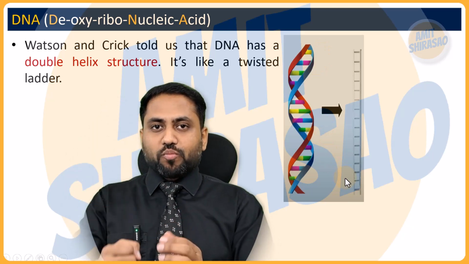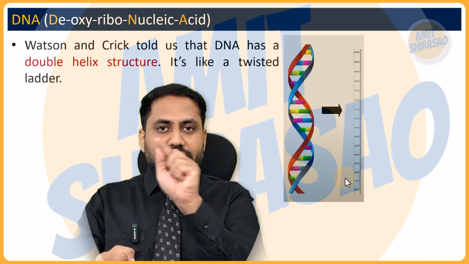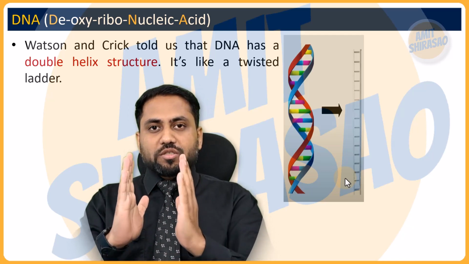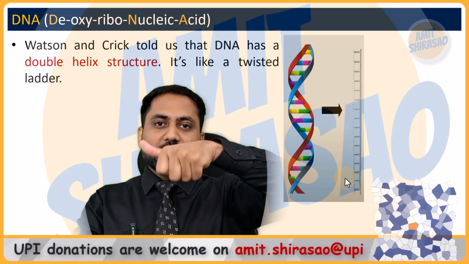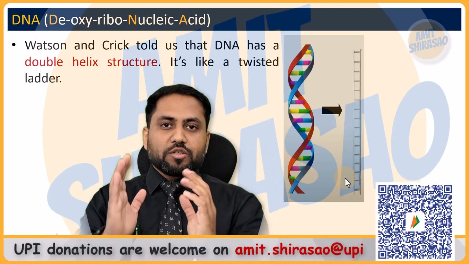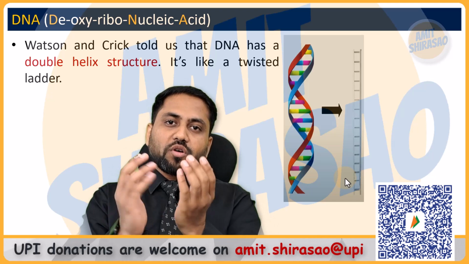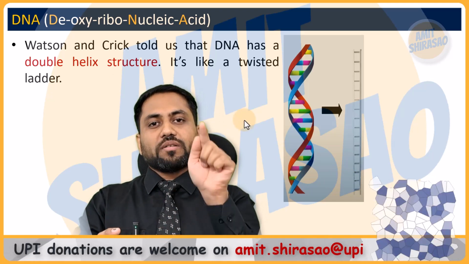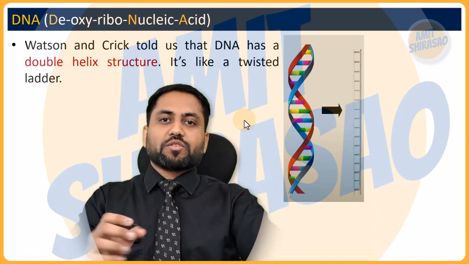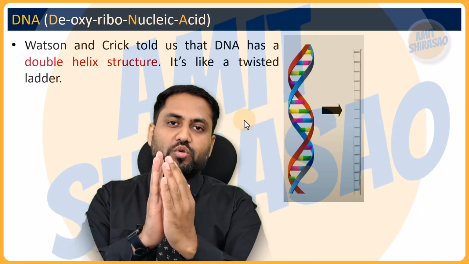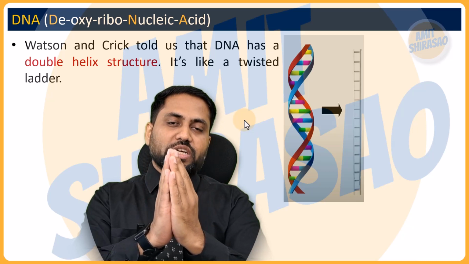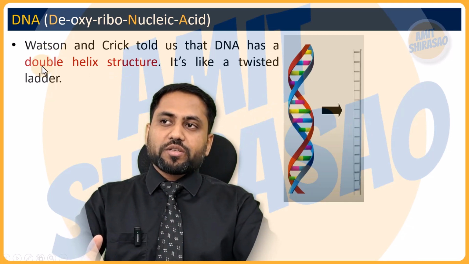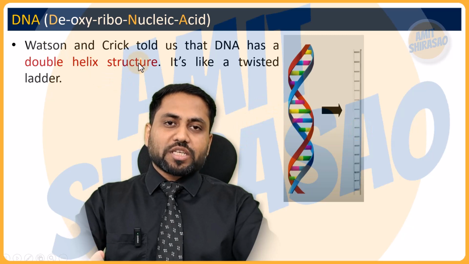Okay, there are two poles in the ladder, and then there are small steps of the ladder. Now this ladder is twisted, meaning the two poles are causing a helix. So what does helix mean? One pole curved around like this is called a helix. Now there are two such helices near to each other, and they are connected by this kind of steps. So that is why it is called a double helix structure.